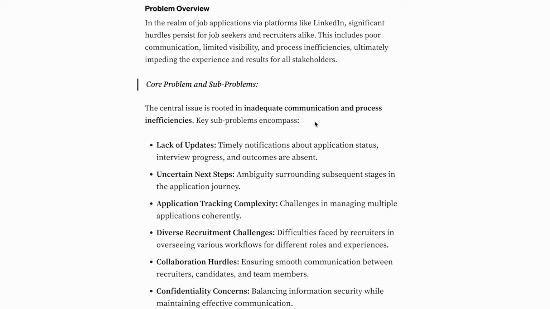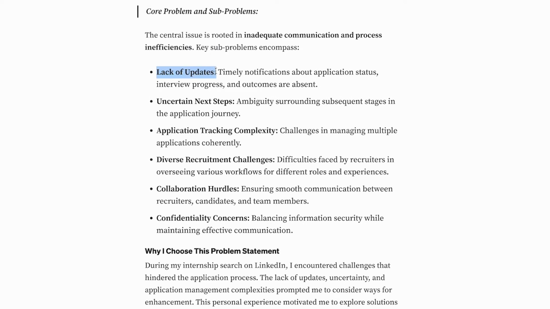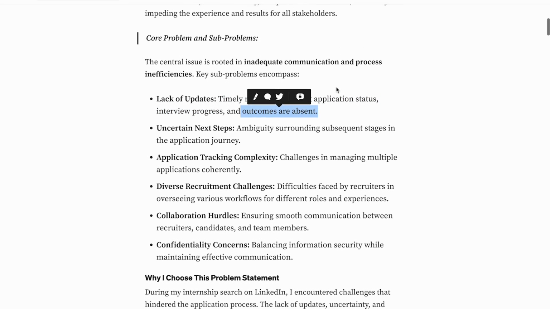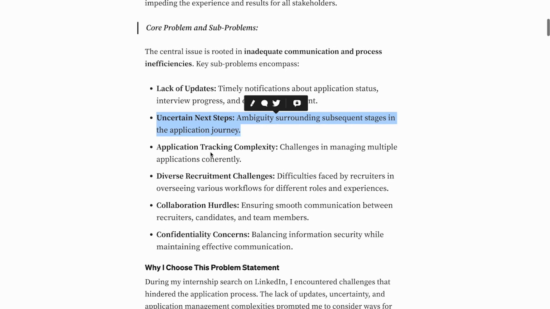Key sub-problems encompass lack of updates, right? Timely notifications about application status, interview progress, and outcomes are absent, right? So here you're saying lack of updates, right? Timely notifications about application status. Now I'm guessing this is email reminders or something like that. I'm not really entirely sure, but right now this is a little vague. Uncertain next steps, ambiguity surrounding the subsequent stages in the application journey. All right, this is fine.